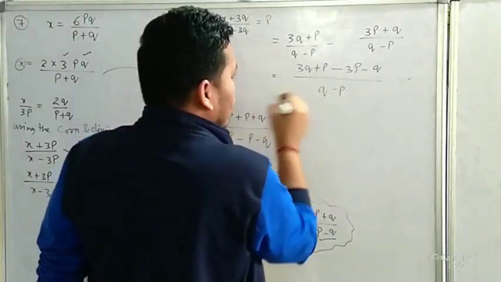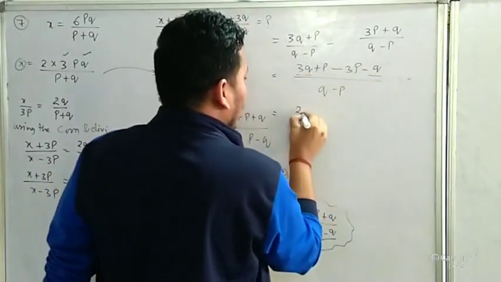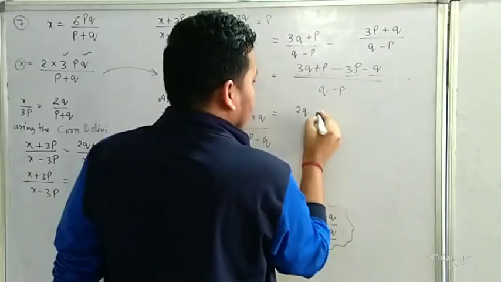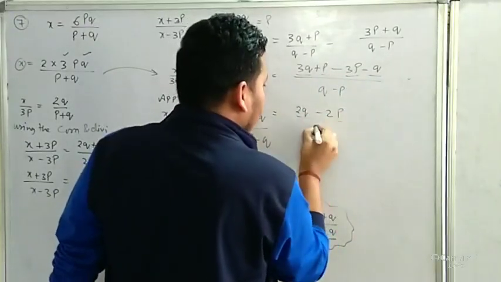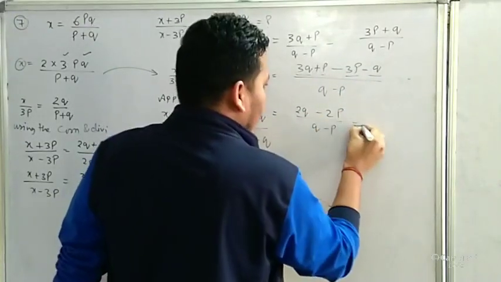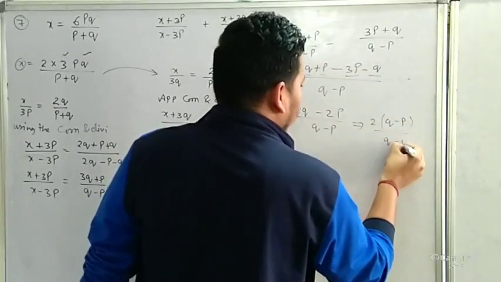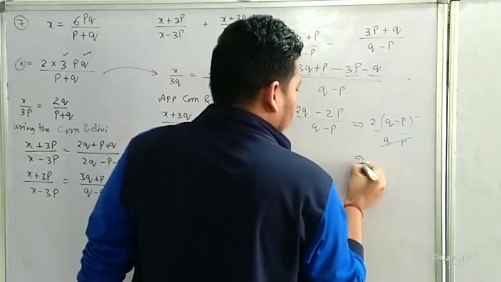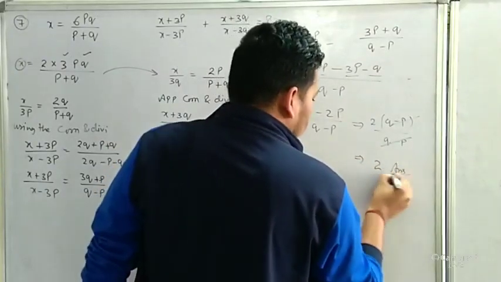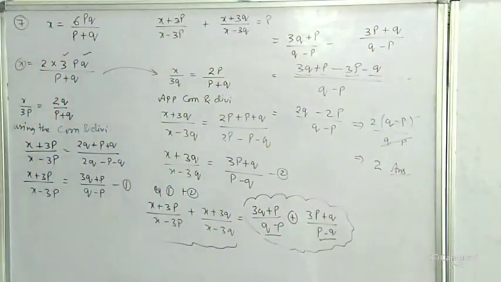So what is our solution? 3q minus q is 2q. Next p minus 3p is minus 2p, upon q minus p. 2 is common out, so 2 times q minus p, and the denominator q minus p. Numerator and denominator are the same, so the remaining answer is 2. So this is the answer of this question. Okay, so similarly you can solve question number one of this question.